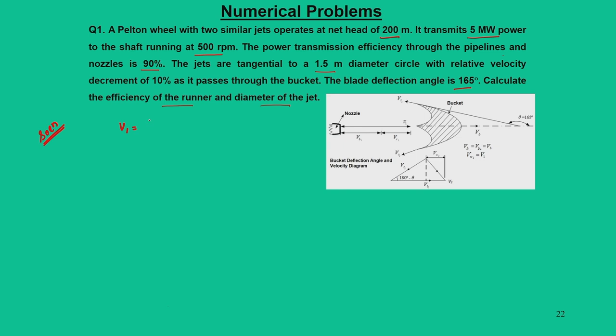That we can quantify as k times square root of 2 g h. Here h is given as 200 meter. Now, k: there is a relative velocity decrement of 10%, so k can be assumed as 0.9. Putting this number, V1 is 0.9 times square root of 2 into 9.81 into h as 200. So we can find V1 as 56.4 meter per second.